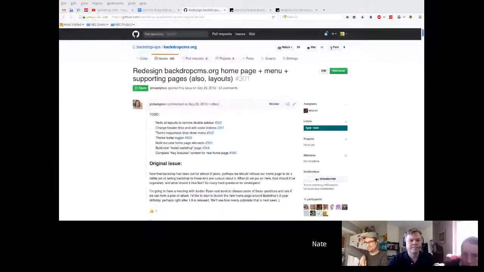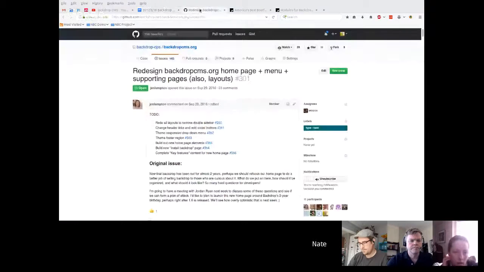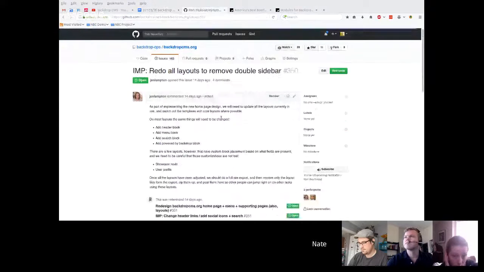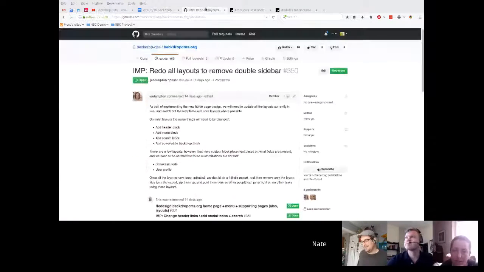Okay. And so the issue where we should be tracking changes, is that issue 301, or do we have another location? 301 is just the design. Okay, redo all layouts. So this is only one step, just redo all the layouts. Right. Got it. But it's a big one. It's the biggest, I think.